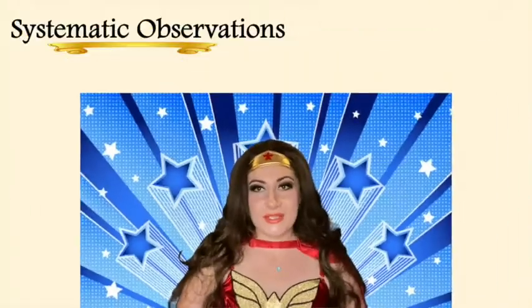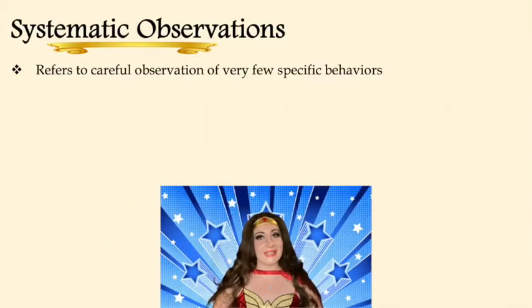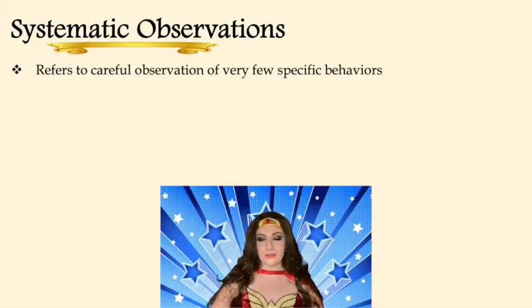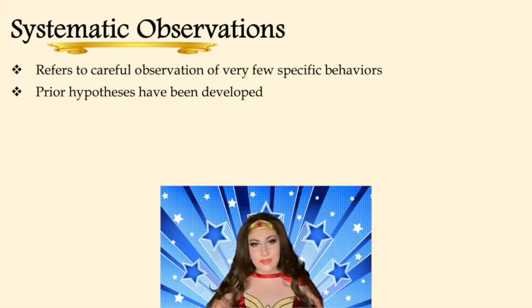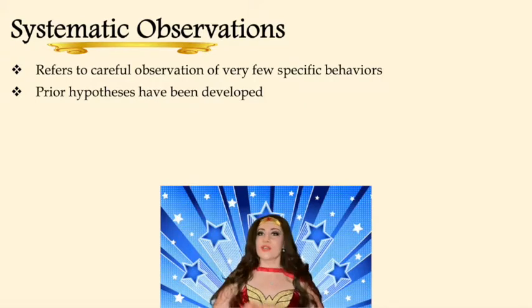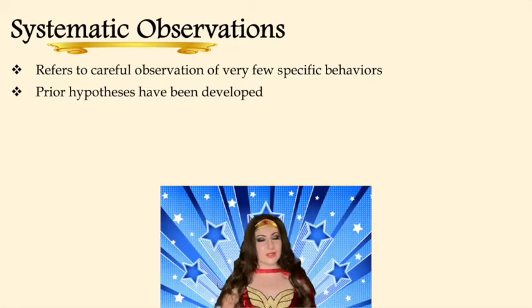Naturalistic observation was the first type of observational method. Now let's talk about systematic observations and see how this differs from naturalistic observation. So systematic observation refers to the careful observation of very few specific behaviors. And we typically start systematically observing something after we've already developed some particular hypothesis. So in contrast to naturalistic observation, where we go out into the field and we just observe, based on what we see, we develop a hypothesis.